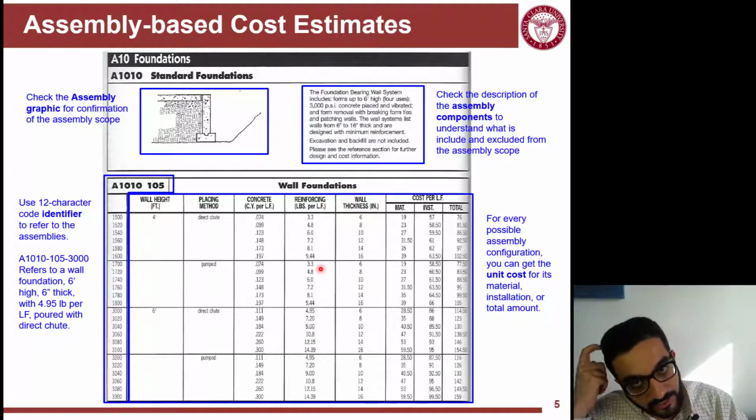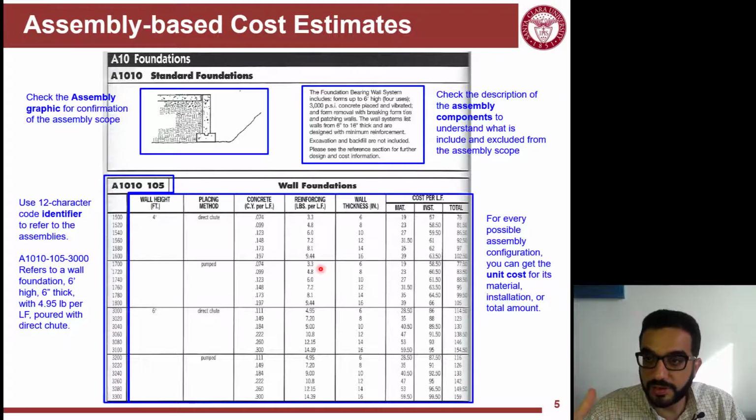a lot of assumptions that the RSMeans staff made, and research they did to organize the data they collect from contractors on their costs. So, for example, this wall foundation is a load-bearing system, and it's up to 6 feet high. This is the strength of the concrete. It's vibrated and placed. The wall systems can be from 6.